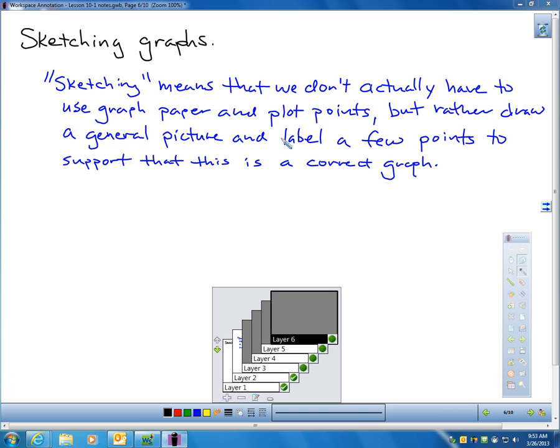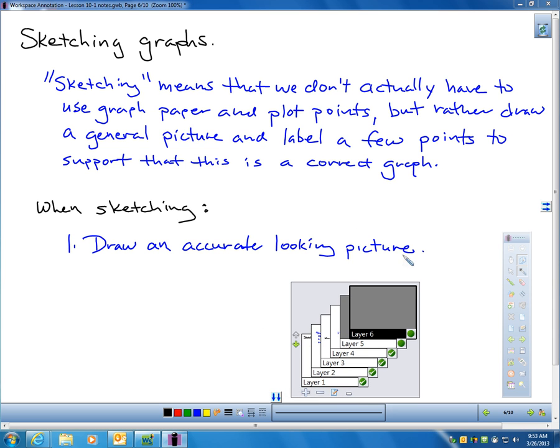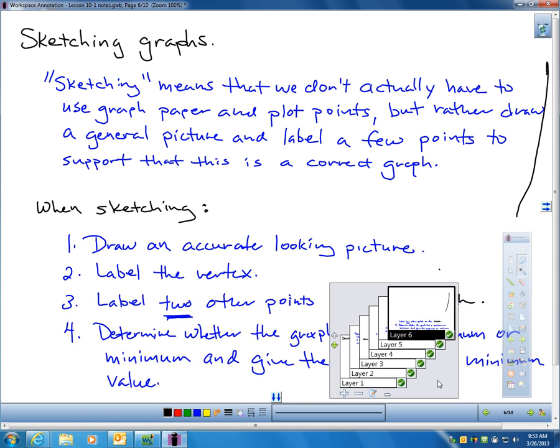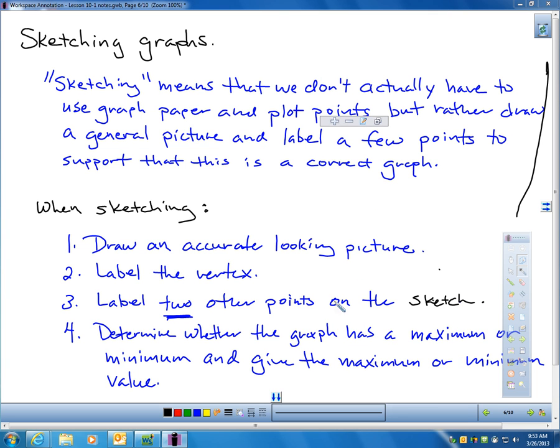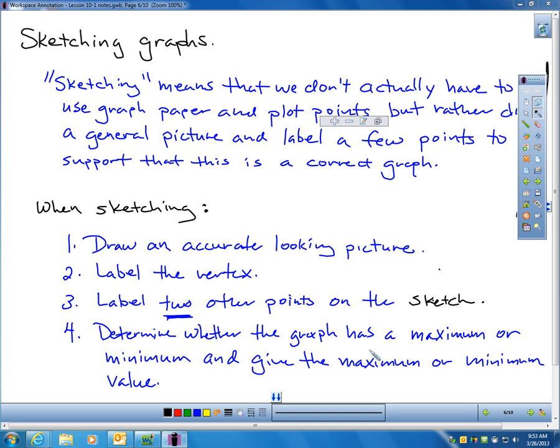I'm not going to have you graph 10 points on graph paper and make sure that every one of the 10 points is in a perfect spot. Okay? When you sketch, there are a few rules I want you to follow. Your picture should look accurate. You should label your vertex. And you should label 2 other points on your sketch. You should determine whether the graph has a maximum or minimum and give the maximum or minimum value. So I'll walk through those steps here in a minute. Okay, so we're going to draw an accurate looking picture, label the vertex, label 2 other points, determine whether the graph has a maximum or minimum, and give what it is. So let's go to number 26.